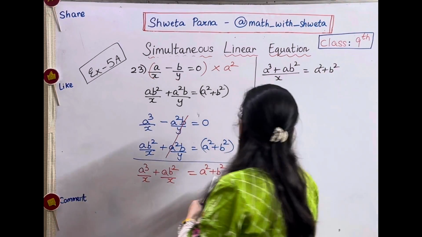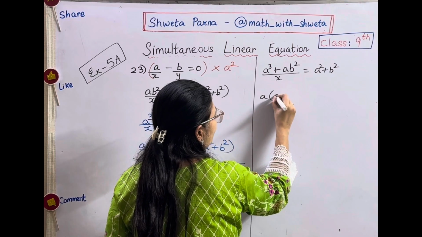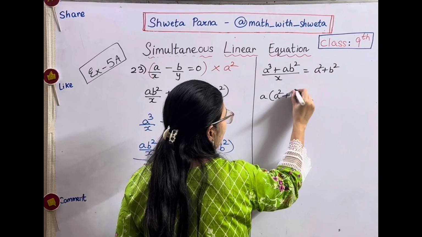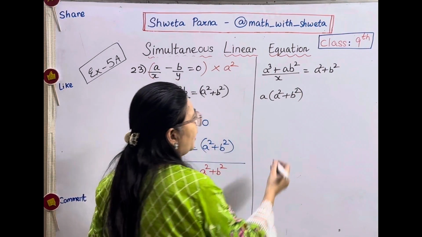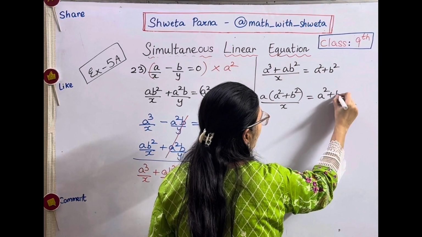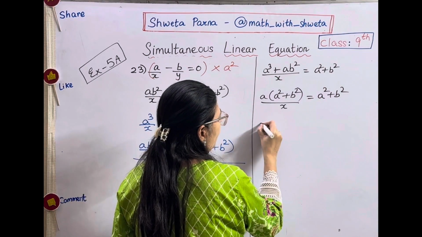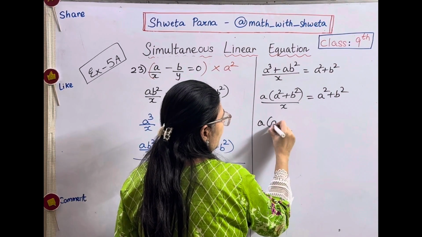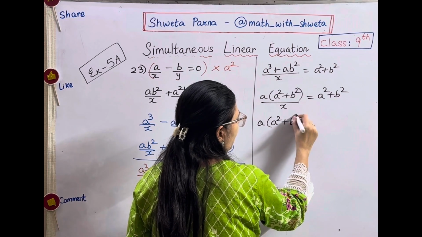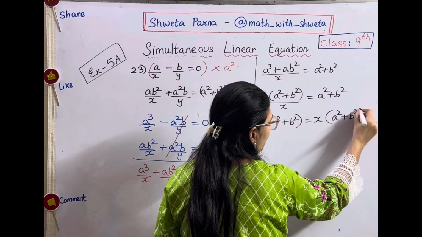Now let's take common. What is common in this? It is a. What is left is a square plus b square. You have already done factorization, right? Upon x is equal to a square plus b square. Now take x to the other side. A into a square plus b square is equal to x into a square plus b square.